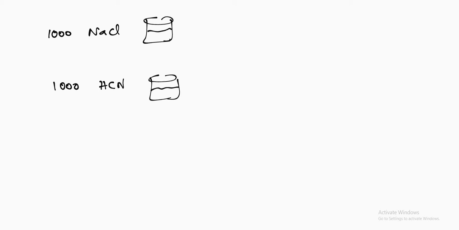Now suppose I take 1000 molecules of sodium chloride, each molecule can produce 2 ions, one cation and one anion. And I will take 1000 molecules of hydrogen cyanide. Students, observe carefully. If I dissolve them in equal amounts of water, I will take a beaker with some amount of water and another beaker with the same amount of water. If I put 1000 molecules of sodium chloride and 1000 molecules of hydrogen cyanide separately in water, which solution will show high electrical conductance?